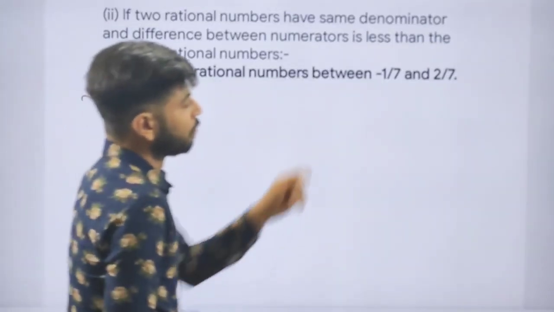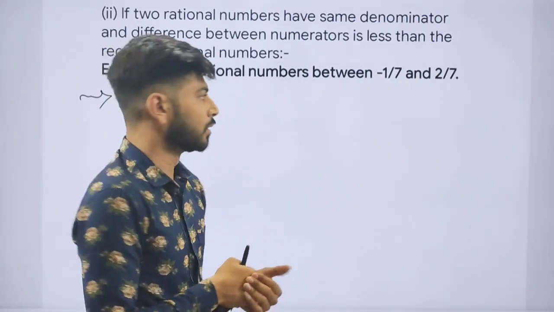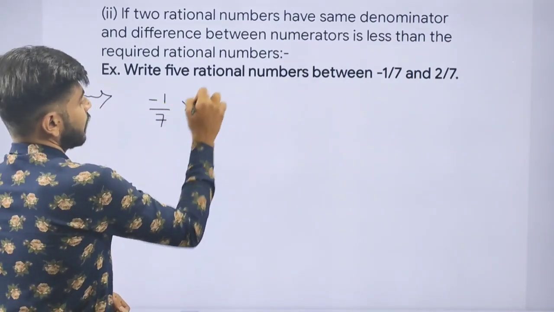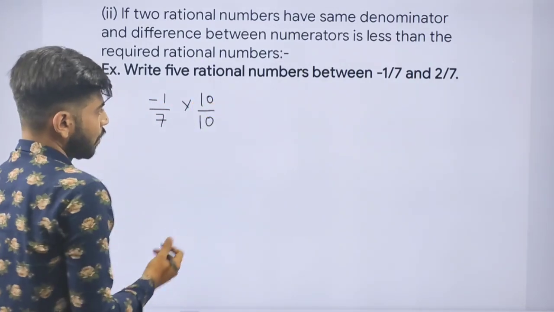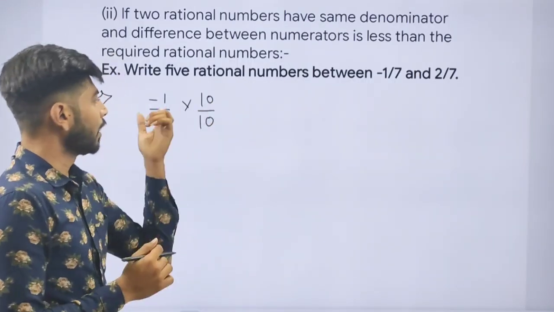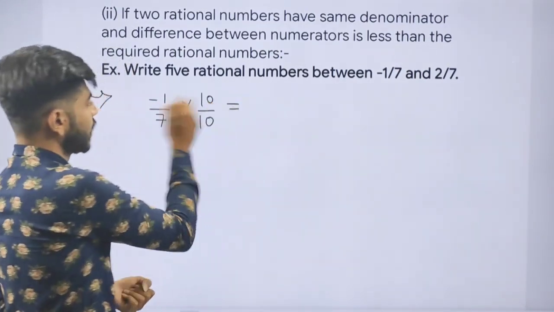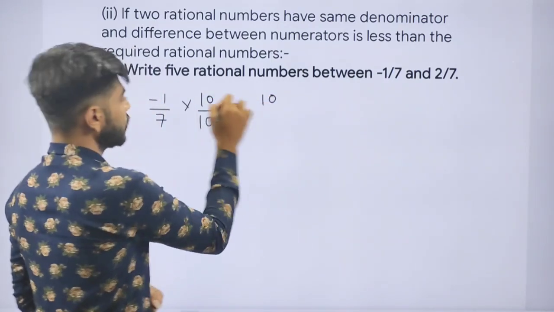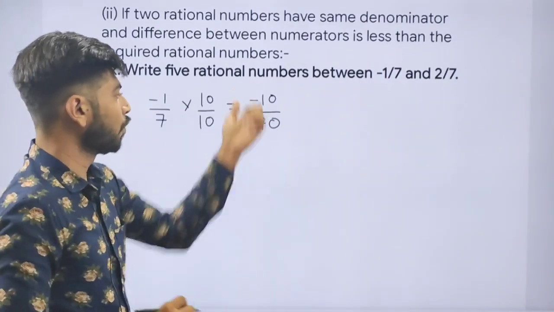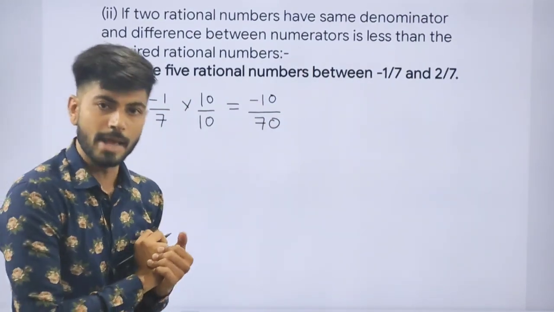So what we will do? First of all, we will multiply the numerator and denominator with some number. I want to multiply minus 1 upon 7 with 10 upon 10. 10 upon 10 is 1, so if we multiply it with 10 upon 10, we will get the same value as minus 1 upon 7. Now, 10 ones are 10 with the negative sign, and 10 sevens are 70. Now, minus 10 upon 70 we got, but it has the same value as minus 1 upon 7.